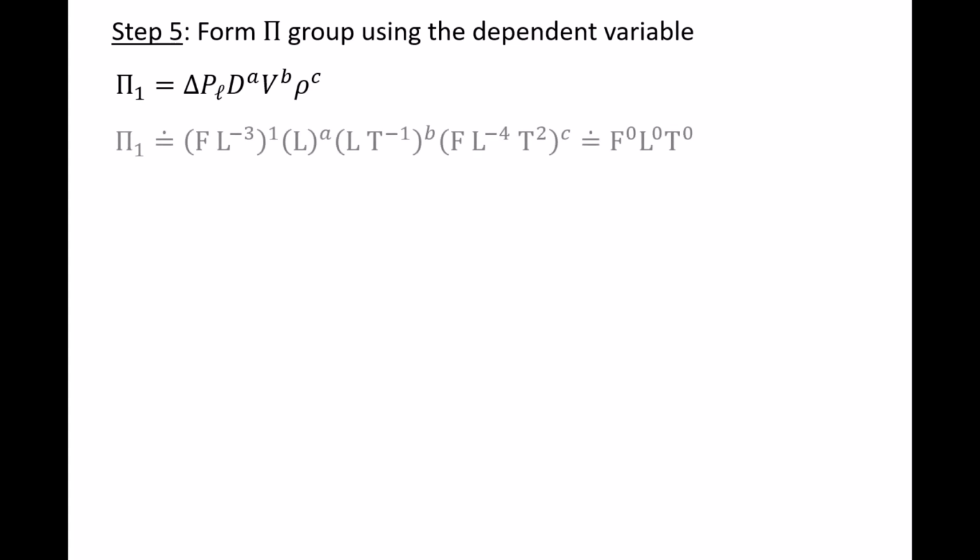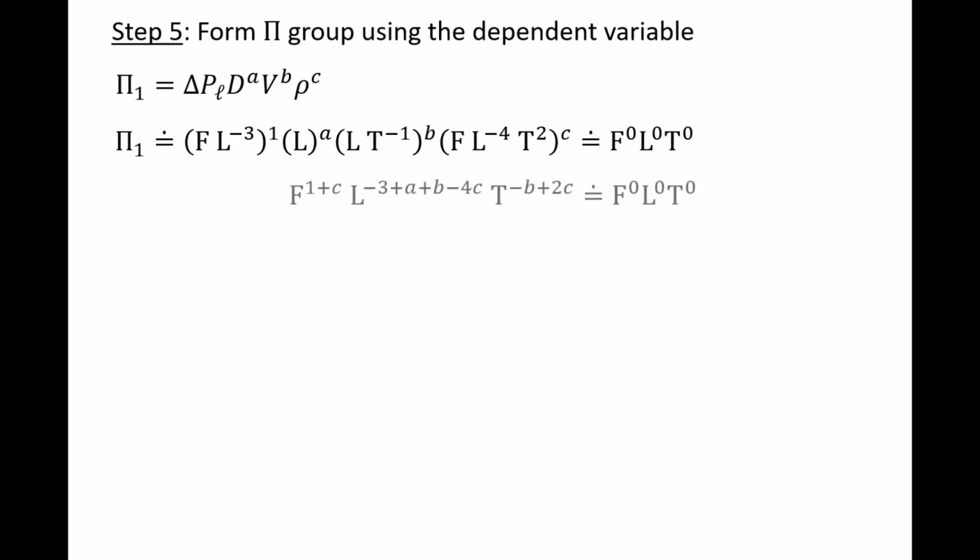We insert the dimensions of delta PL, d, v, and rho, and we can use either the FLT or MLT system. Here we arbitrarily use the FLT system. Delta PL has dimensions of force per length cubed, d has dimensions of length, v has dimensions of length per time, and rho has dimensions of force length to the negative 4 times squared. We want to find the values of exponents a, b, and c that result in a quantity that has no dimensions, which in the FLT system would be force, length, and time all raised to the power of 0.